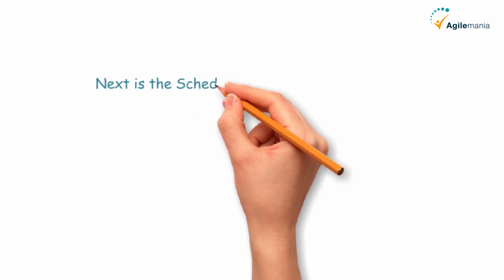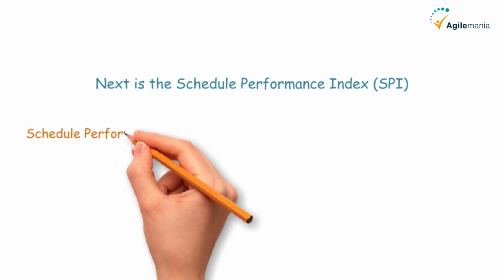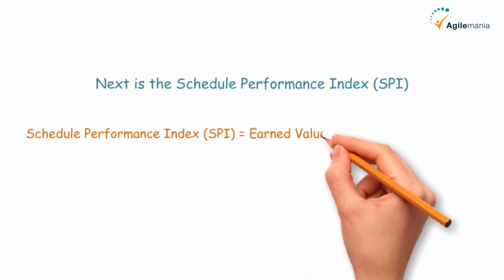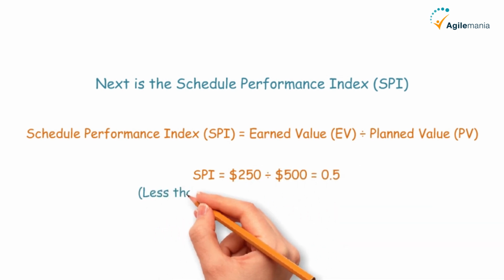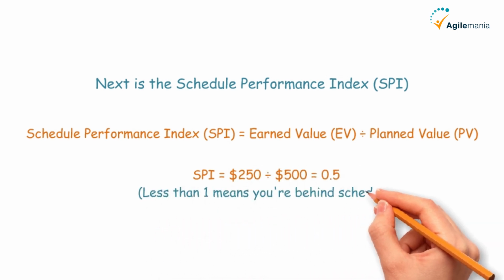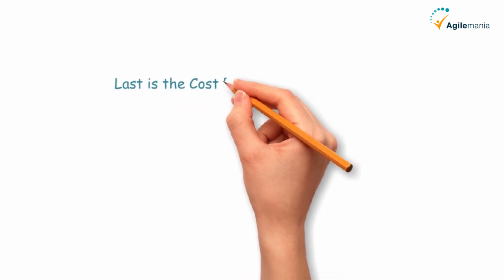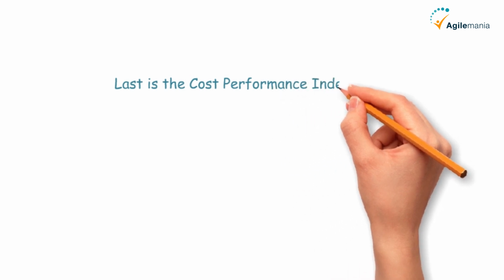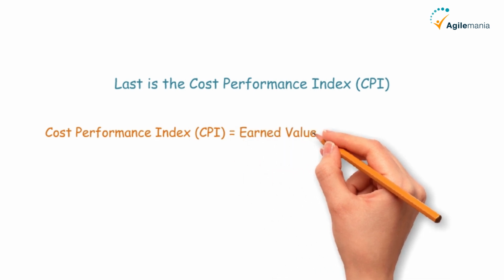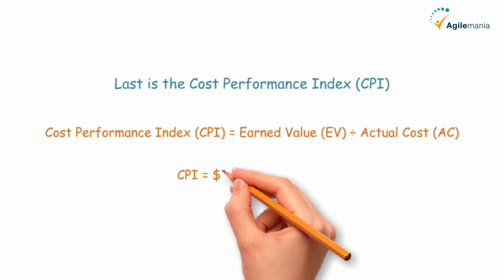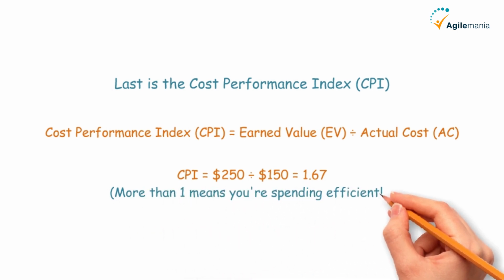Next is the Schedule Performance Index, SPI. The formula is Schedule Performance Index, SPI, equals earned value, EV, divided by planned value, PV. SPI equals $250 divided by $500 equals 0.5, less than 1 means you're behind schedule. Last is the Cost Performance Index, CPI. The formula is Cost Performance Index, CPI, equals earned value, EV, divided by actual cost, AC. CPI equals $250 divided by $150 equals 1.67, more than 1 means you're spending efficiently.